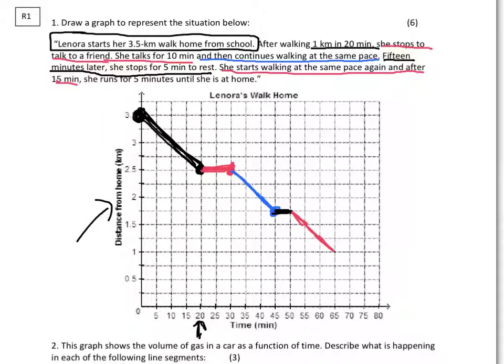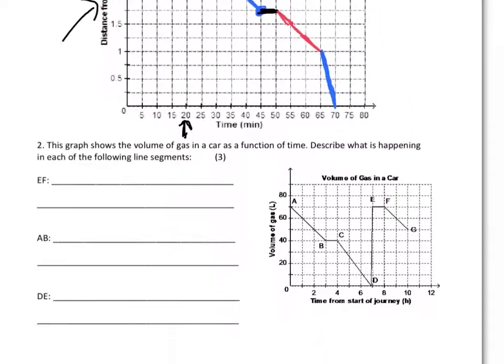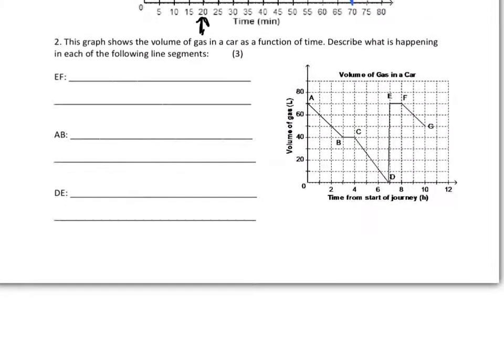Then what does she do? Well, the final thing here is she runs for 5 minutes until she is at home. So 5 more minutes is all it takes her to run what remains. And there, this massive trip home. 70 minutes later, she's made it all the way home. That's question 1. Next, question 2.